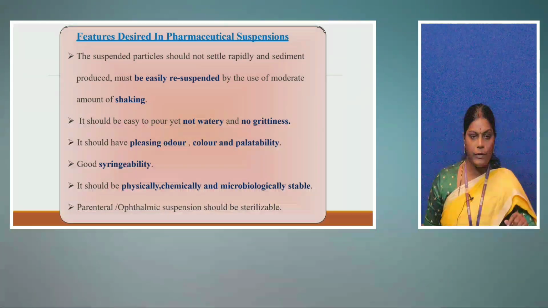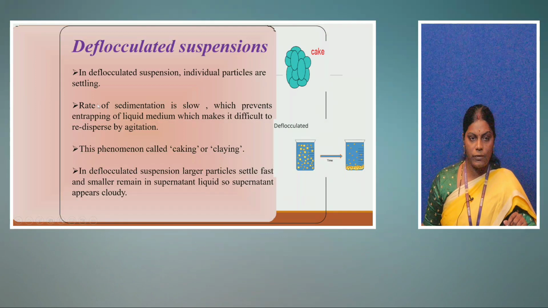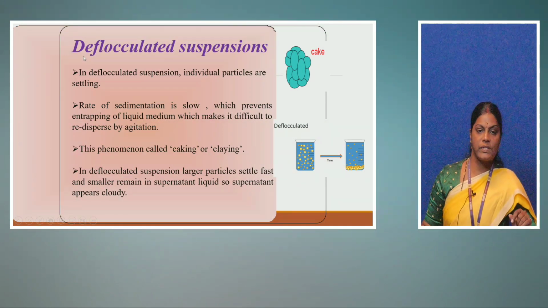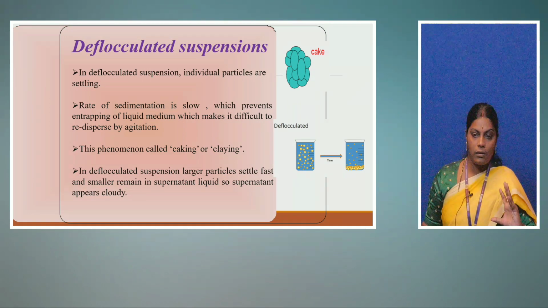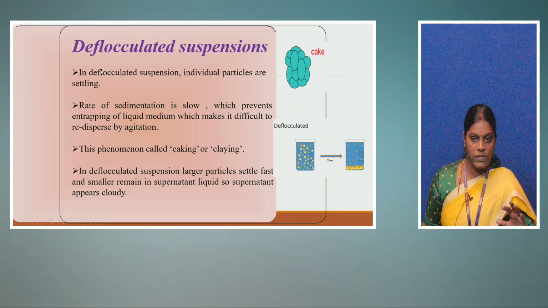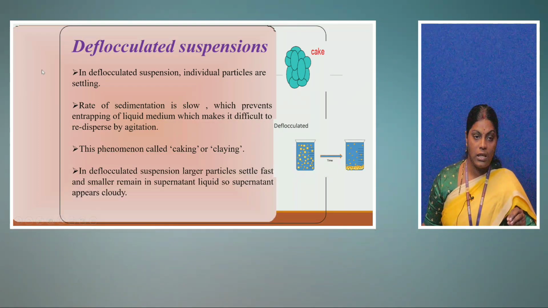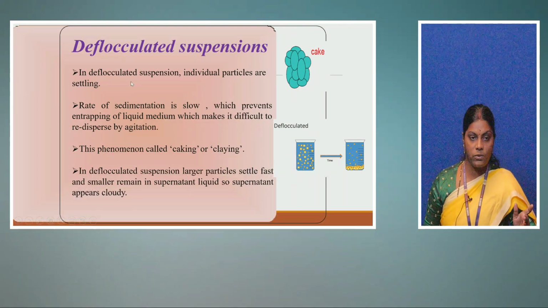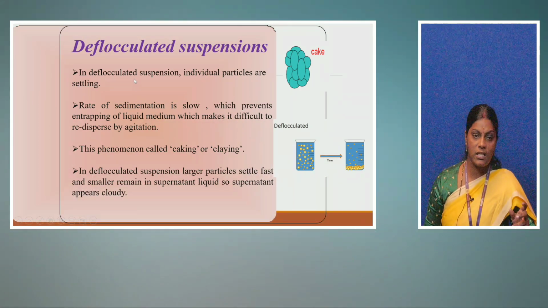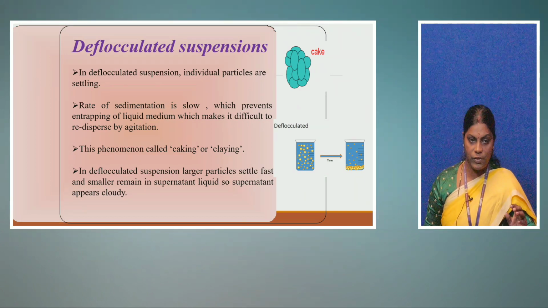In the previous class we studied different classifications. The first one is the classification based upon the electrical properties of the solid particles that we have dispersed in the solution. Depending upon the electrical properties of the solid materials in the suspension, these are classified into two types: deflocculated suspensions and flocculated suspensions. First we will see the deflocculated suspensions.